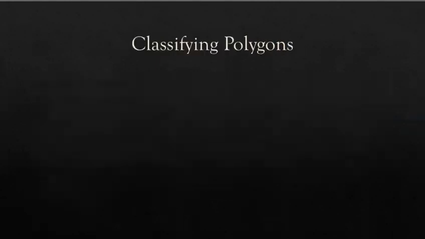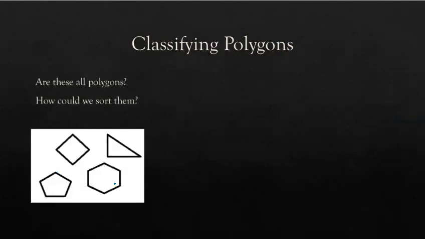What about how we classify polygons? Let's take a look at some pictures. Are these all polygons? And if they are, how could we sort them? They all have straight sides, they're all closed figures, and their segments connect to exactly two other segments at the endpoint. So they are all polygons. What's the difference between all of these? Hopefully you remember this from elementary math classes and studying shapes. We talk about the different number of sides they have. So our main way of classifying polygons is by the number of sides they have.